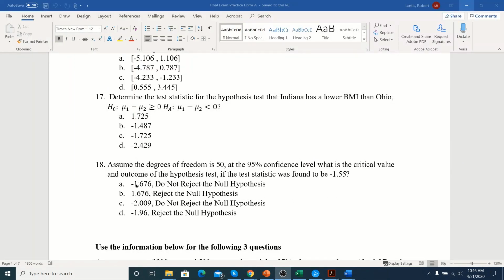So that should be A there, right? We did fail to reject, and the answer is negative 1.676. Okay.